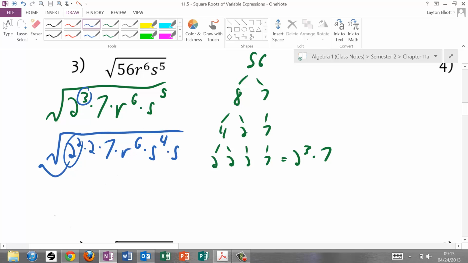And then all the even powers are coming out. 2 squared comes out as a 2, r to the 6th comes out as r cubed, s to the 4th comes out as s squared, and everything else stays inside. 2 times 7 right here is 14. And really I just have an s left over. This s right here is left over, and everything else came out.